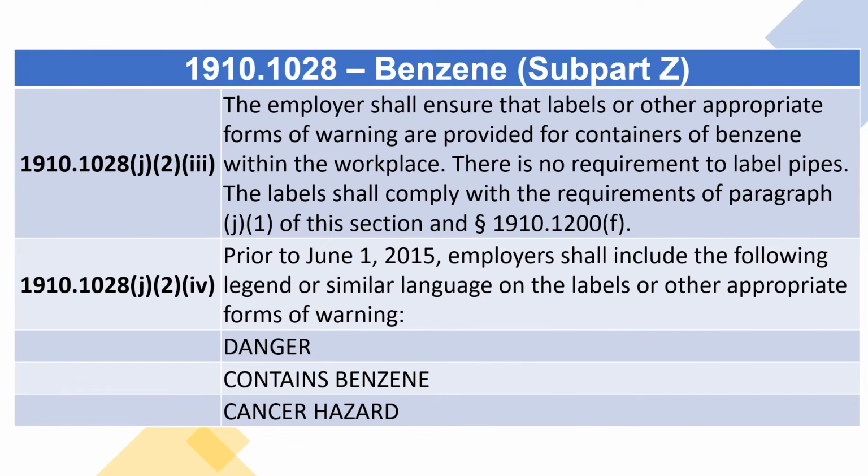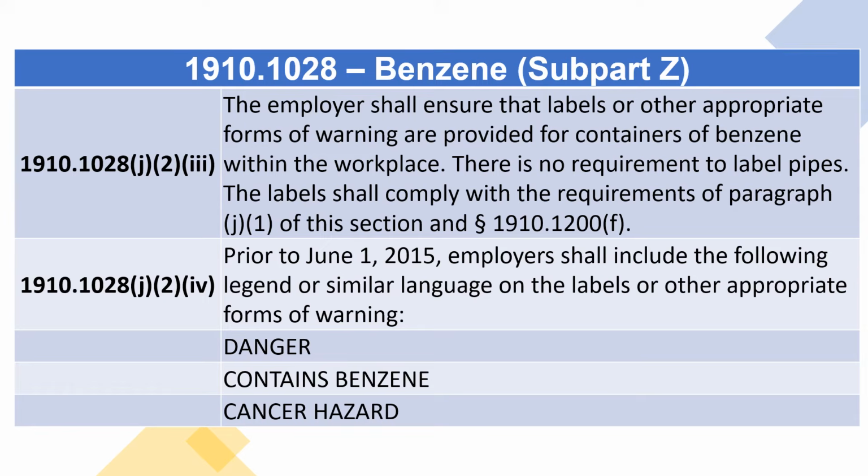1910.1028(j)(2)(iii). The employer shall ensure that labels or other appropriate forms of warning are provided for containers of benzene within the workplace. There is no requirement to label pipes. The labels shall comply with the requirements of paragraph (j)(1) of this section and section 1910.1200(f).